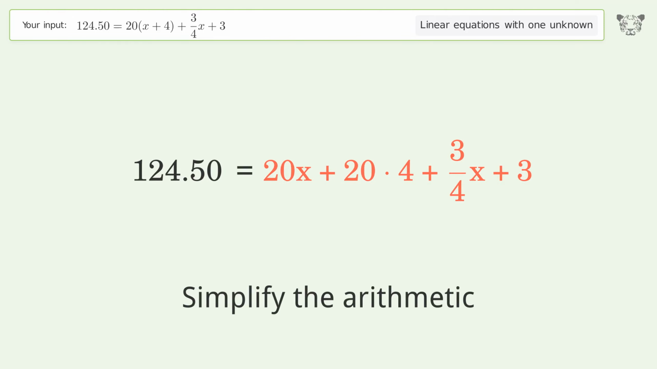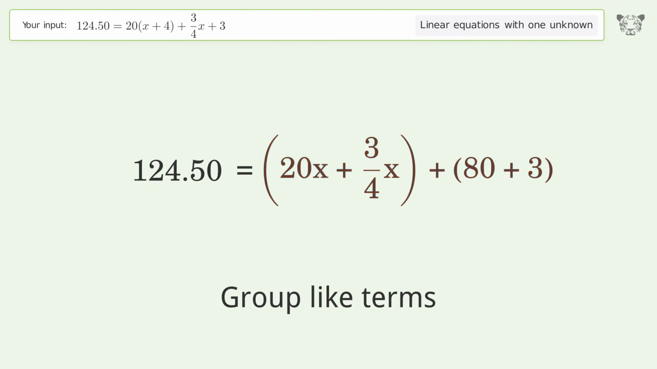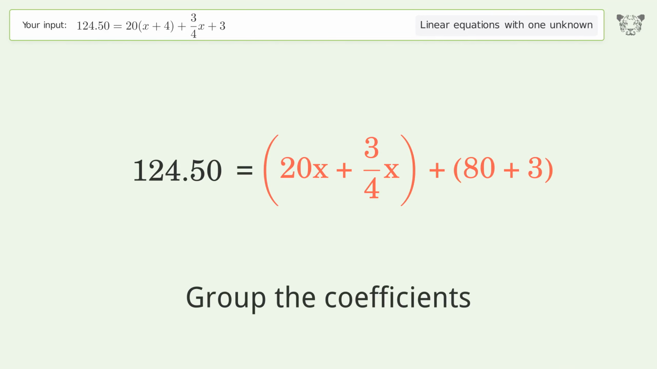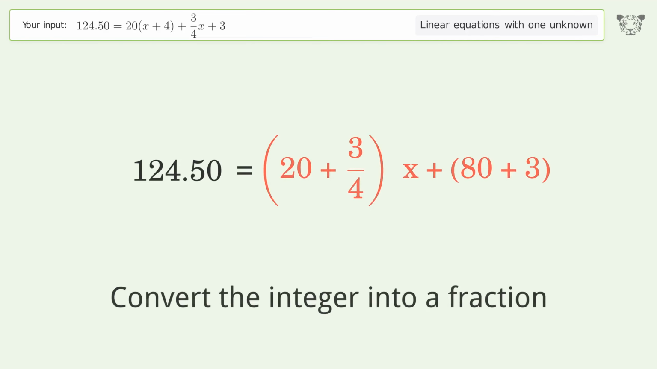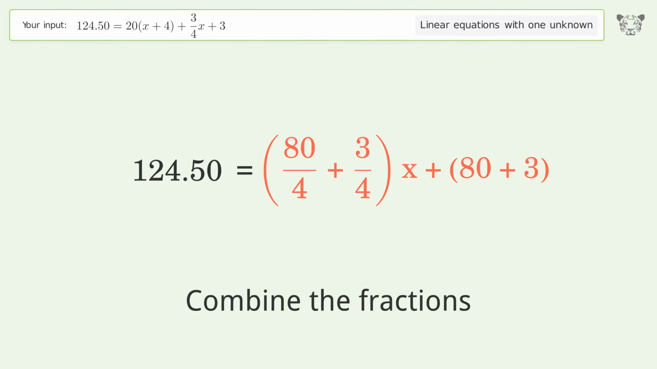Simplify the arithmetic. Group like terms. Group the coefficients. Convert the integer into a fraction. Combine the fractions.